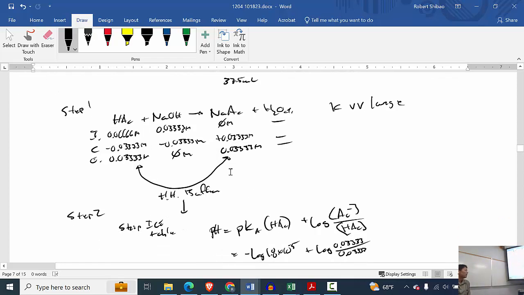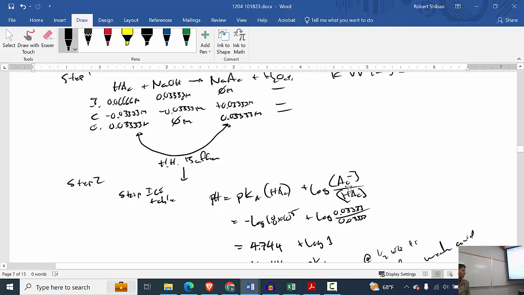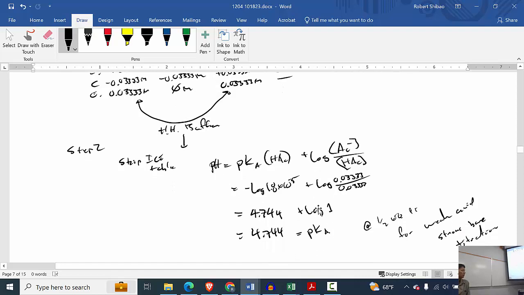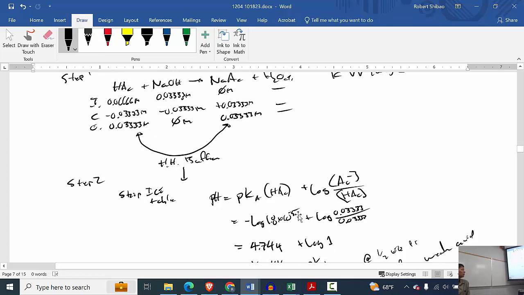This weak acid, weak base mixture turns out to be a one-to-one mixture. When we have a one-to-one mixture, the ratio of base to acid is 1, and log base 10 of 1 is just 0. And so the pH is just equal to pKa. We either look up the pKa in a chart, or we calculate the pKa using the Ka here. And so that would be 4.74.